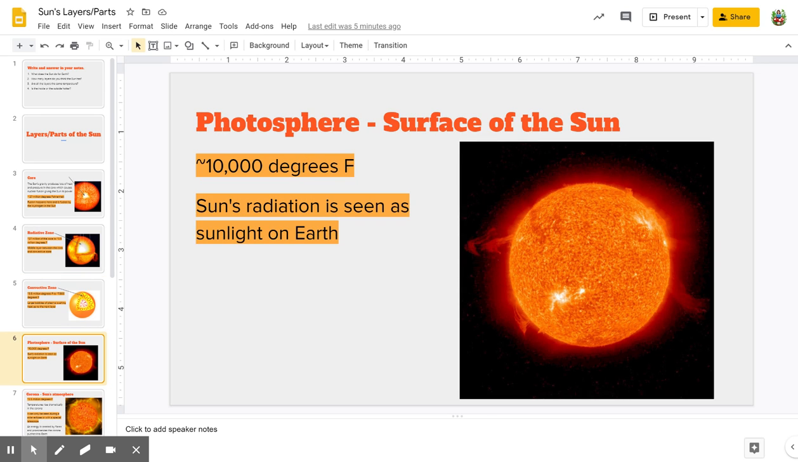All right. Now, the next thing we're going to talk about is the very outside of the sun. This is the surface of the sun. So if you're looking at the sun, you see the photosphere. All right, this is where the sun's light comes from. And an easy way to remember that this is where the light comes from is if we look at the first part of this word right here.